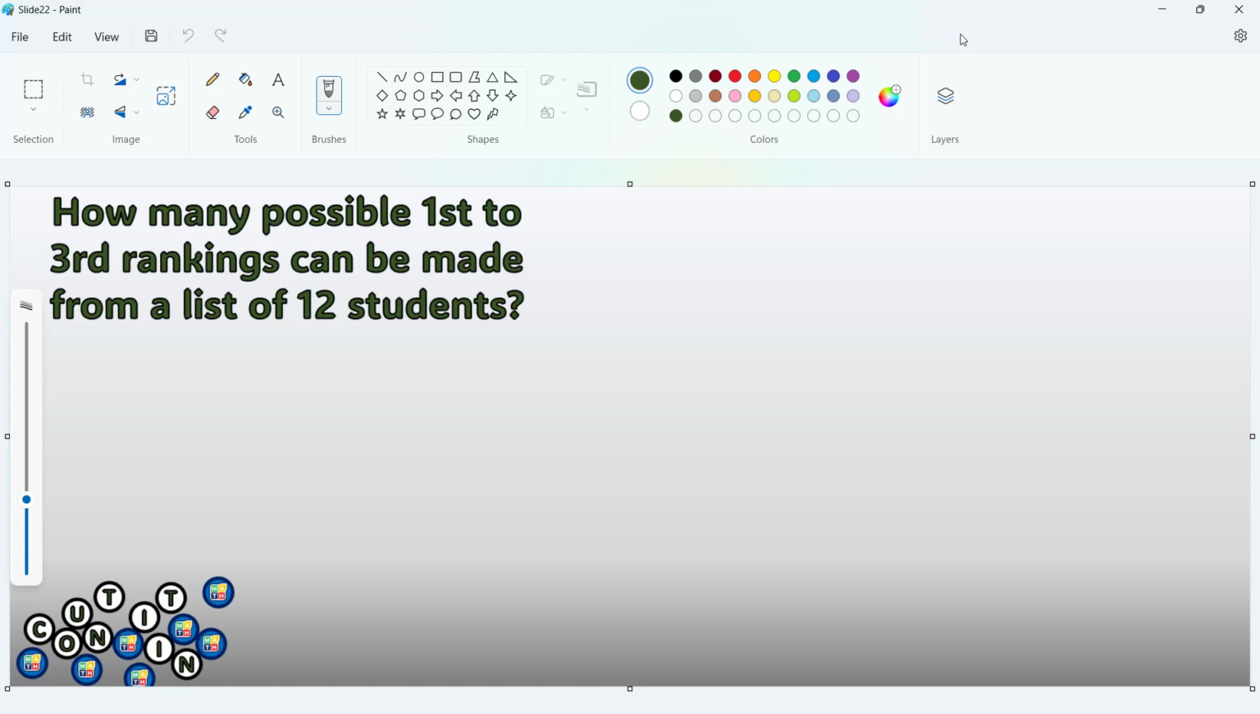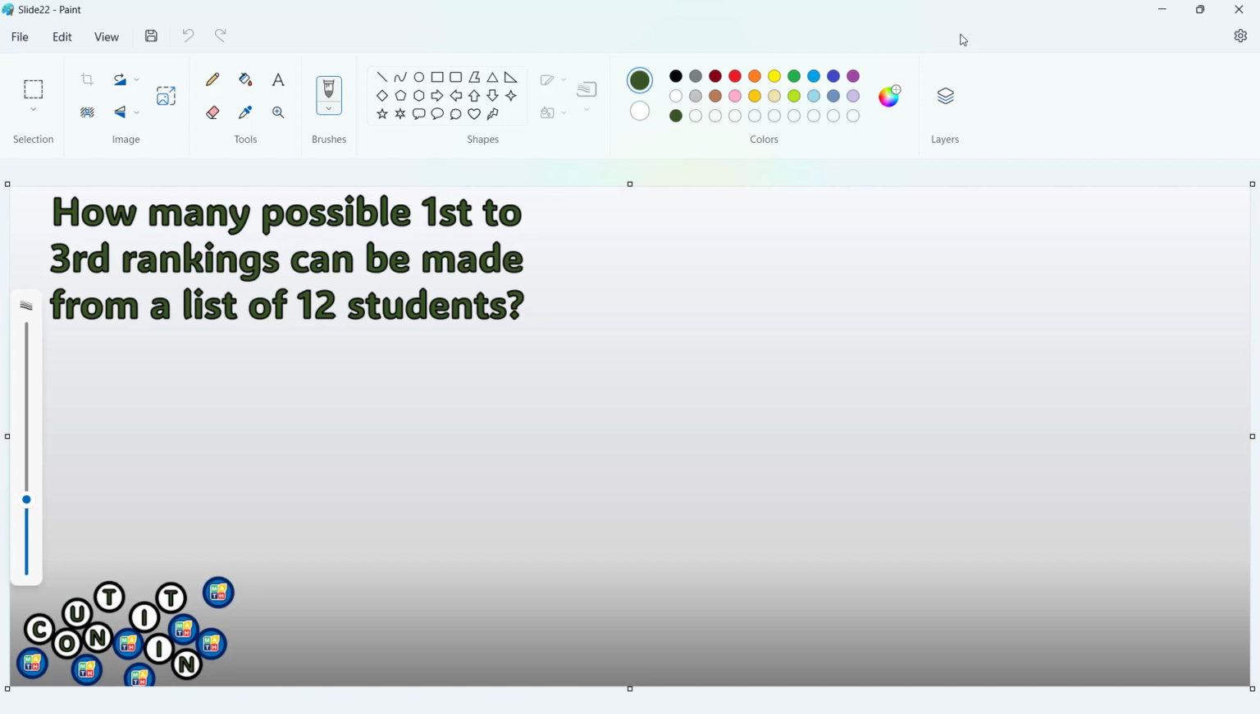We'll be using here the concept of permutation because it matches the two conditions for permutation. Condition number one, we have no repetitions here. Definitely, if the student is already identified as the first student, then he or she cannot take the second and third rankings. That's why there's a clear assumption here that there are no repetitions.